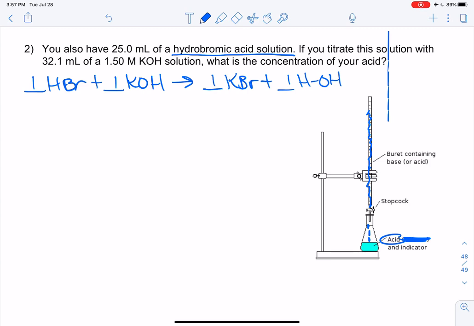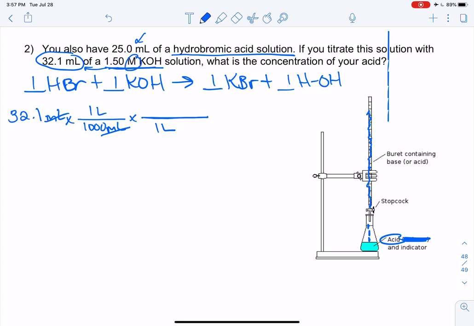And what we do is we start with the volume of the base. You start with the volume that goes with the concentration. There's no concentration that goes with 25 milliliters. The concentration here goes with 32.1 milliliters. And when we're in milliliters, we want to go where? To liters. Letting our units guide us, we're canceling out the milliliters. And now we are in liters and we want to get rid of it, so we put 1 liter on the bottom here.